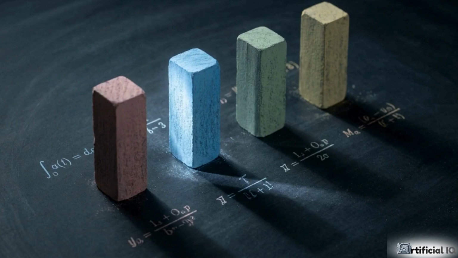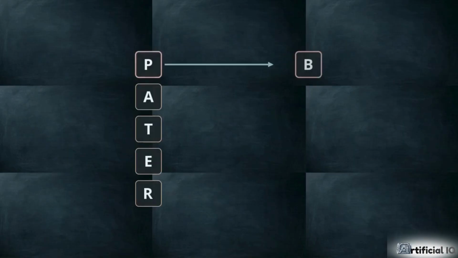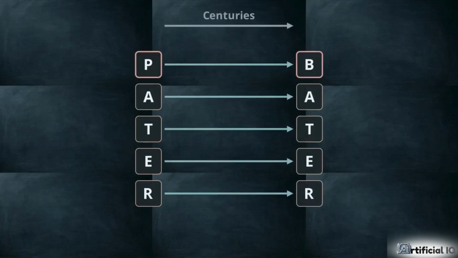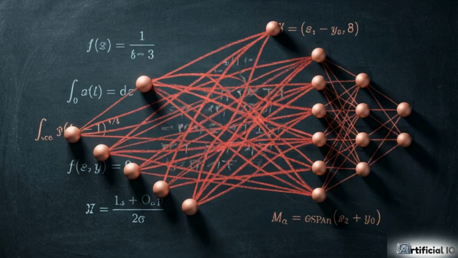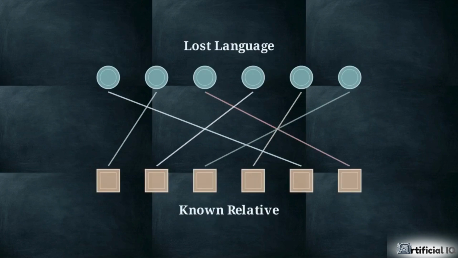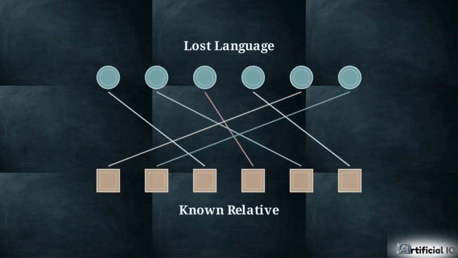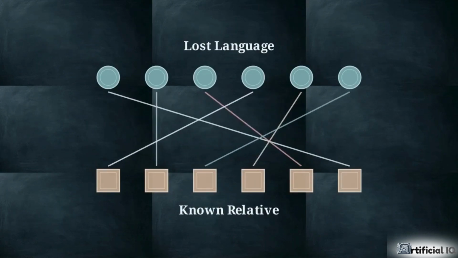The second prior is monotonic mapping. Language evolution is chronological. A P might shift into a B over centuries, but characters rarely scramble their sequential order within a specific word. Standard sequence-to-sequence attention mechanisms lack this physical restraint. To lower their error rate, they will happily jump back and forth across a word to force a mathematical match.